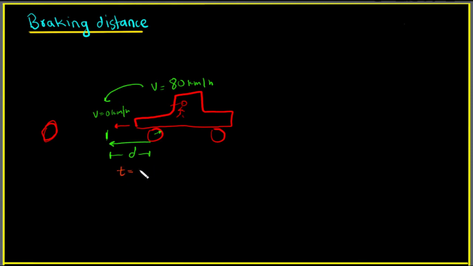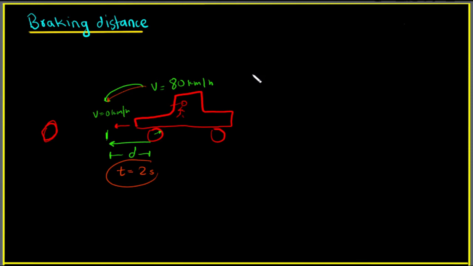Let's say it takes 2 seconds to come to a stop from 80 kilometers an hour to 0 kilometers an hour. So you know the time, you know the change in velocity that occurred, but you're not sure about the distance, right? So how can you actually calculate this braking distance from all the data that is provided to you?